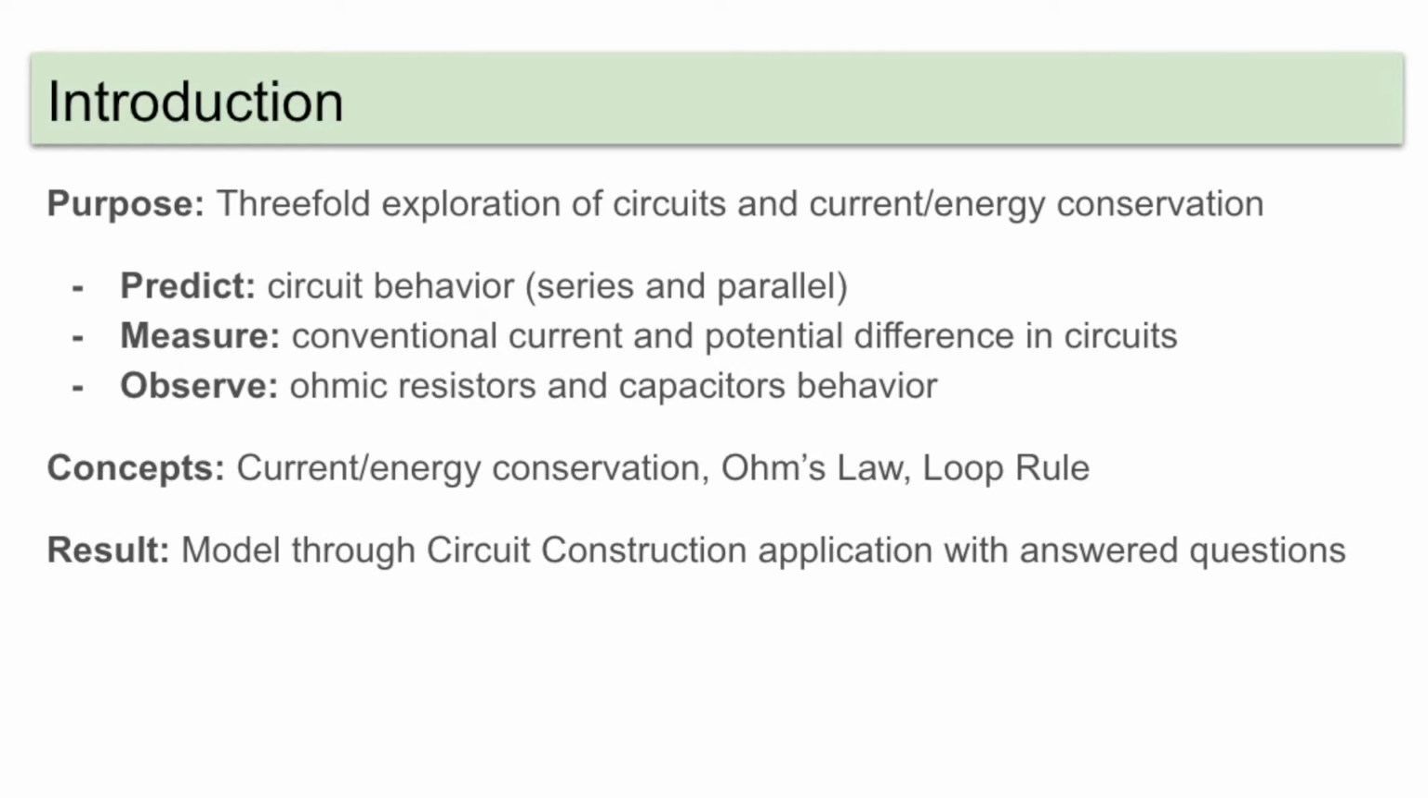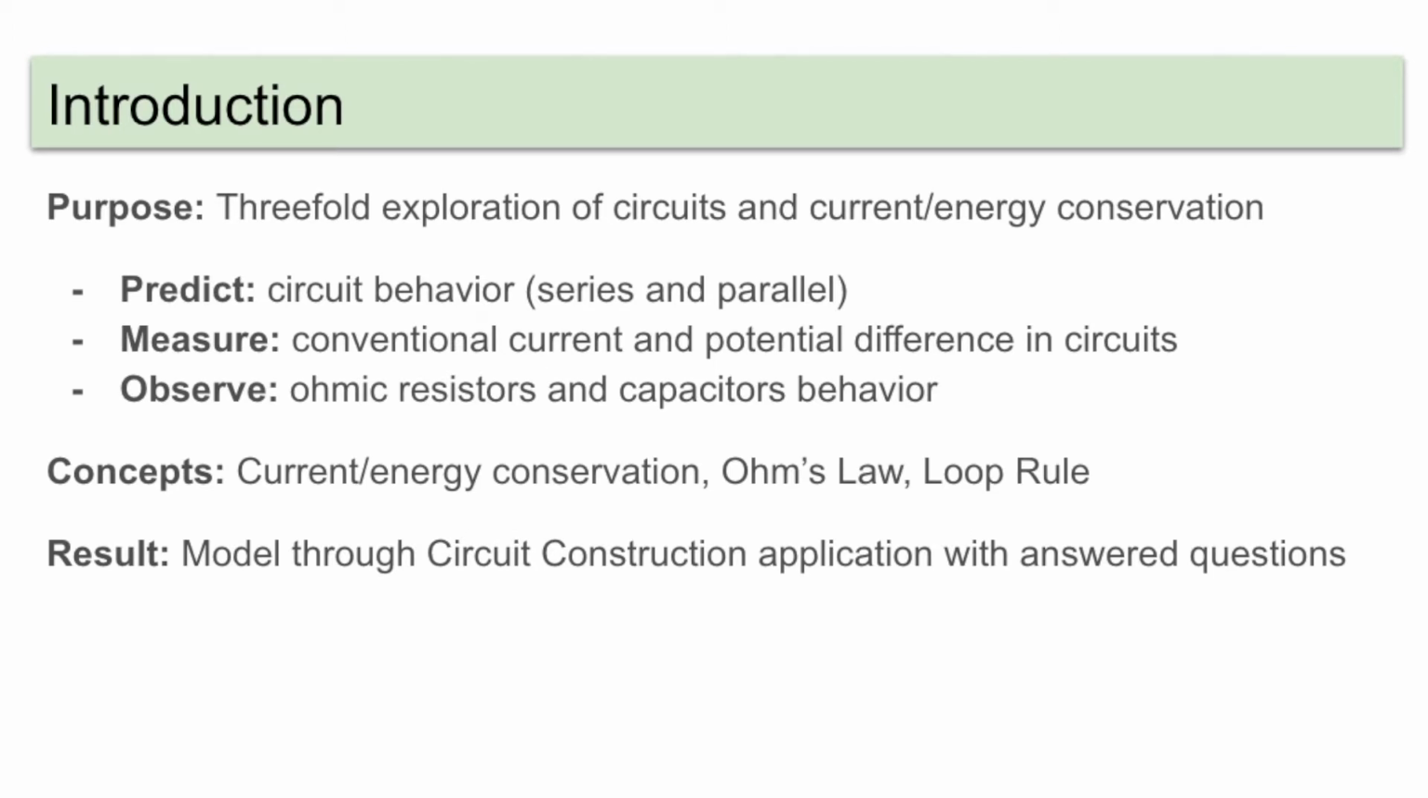And in Part 3, we observed ohmic resistors and capacitors behavior in RC circuits. From this, relevant concepts are seen to be current and energy conservation, Ohm's law, and the loop rule. This lab did not involve coding as usual, rather it used a circuit construction application, which allowed us to model various circuitry, which, along with answered questions, was our output from this lab.